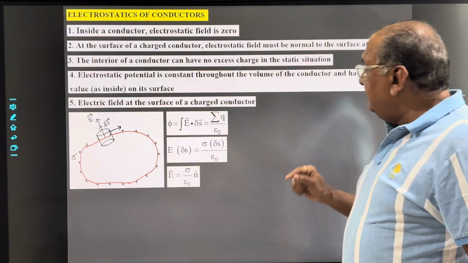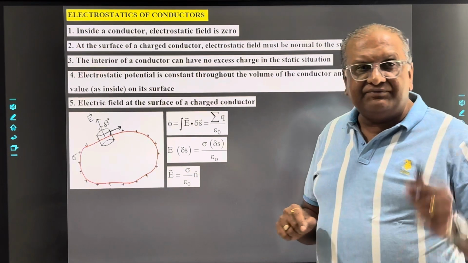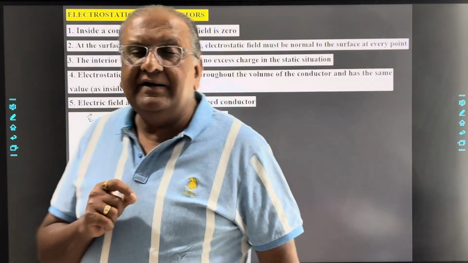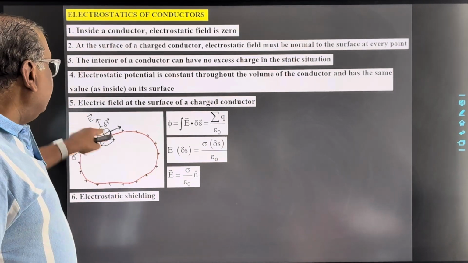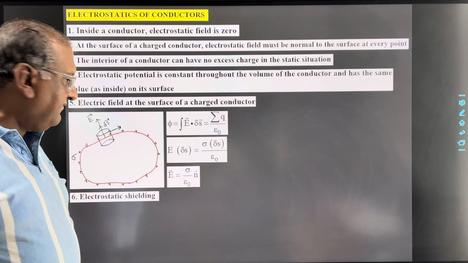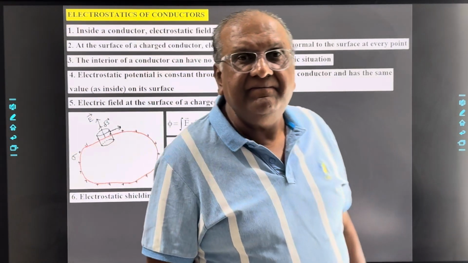and in vector form we can write vector E as sigma upon epsilon 0 n caret, where n caret is the unit vector in the direction of the electric field, or perpendicular to the surface. Then, electrostatic shielding.